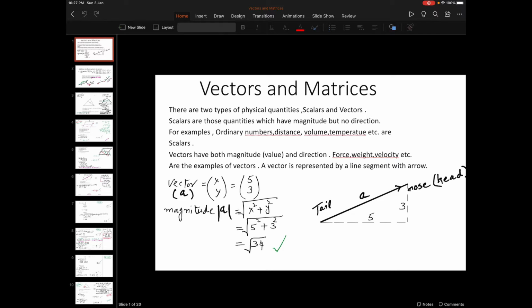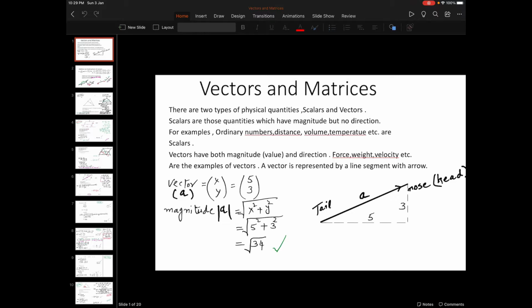As we can add or subtract two or more numbers, similarly, we can add or subtract two or more vectors by using a rule. This rule is known as tail to nose or tail to head rule. A vector is given in the column form. This vector is called column vector. Its x value is 5 and y value of this vector is 3.